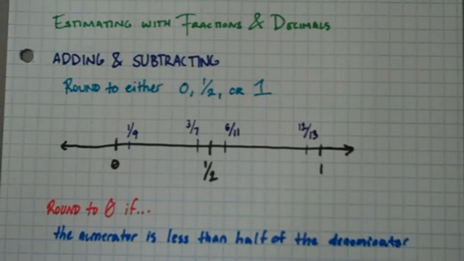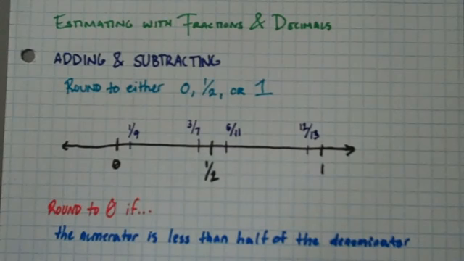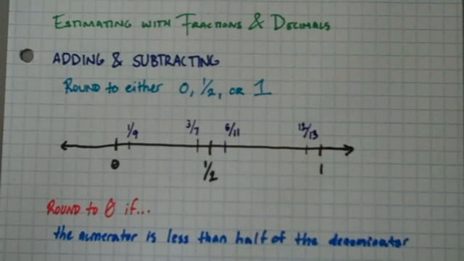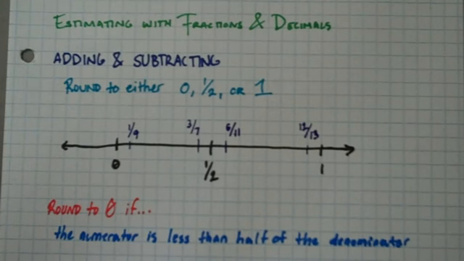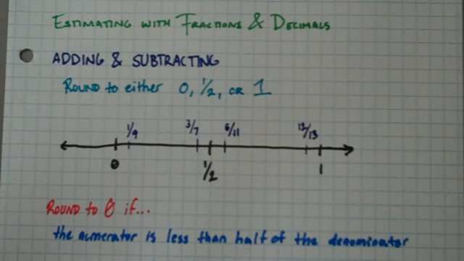Okay, estimating with fractions. If we are adding and subtracting fractions, this is something we have not done yet, but we can estimate. It's easy to add easy fractions or subtract easy fractions, so I'll show you what I mean. When we're adding and subtracting, we're going to round to only three different things: either a 0, a half, or a 1.